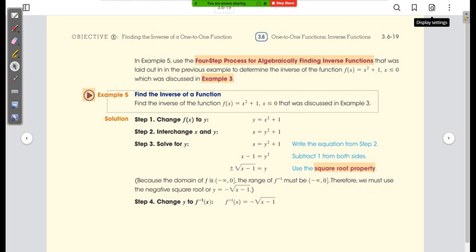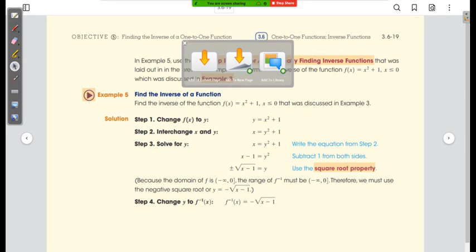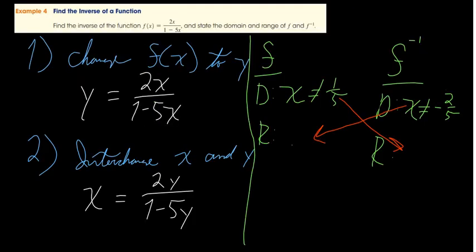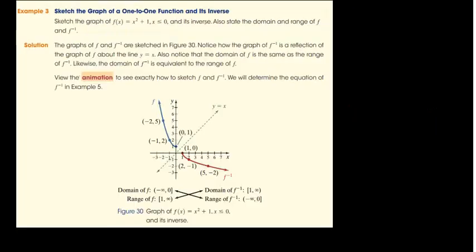Okay, so this reads, find the inverse of the function that we discussed in example 3. If you forgot, example 3 was this, and the inverse function that we got was this red line down here. Okay, so we're going to try and find out what that function is algebraically, sorry. In order to do that, we're going to have to do what we just did.